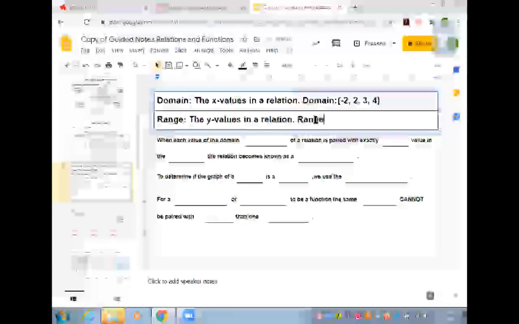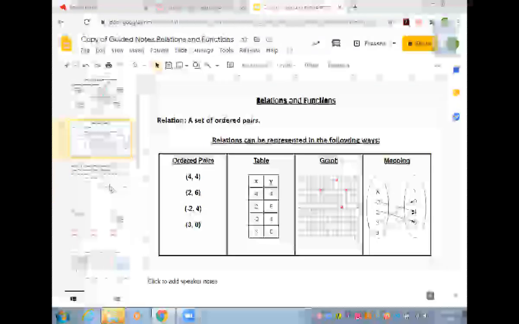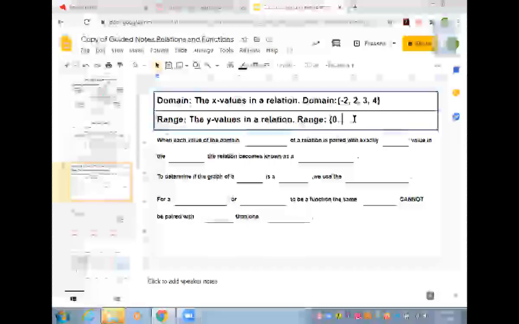And then our range. What did we have? 0. Can't remember. 4 and 6. Is that it? Yep, 0, 4, 6. So those were our range values for that problem that we just did.